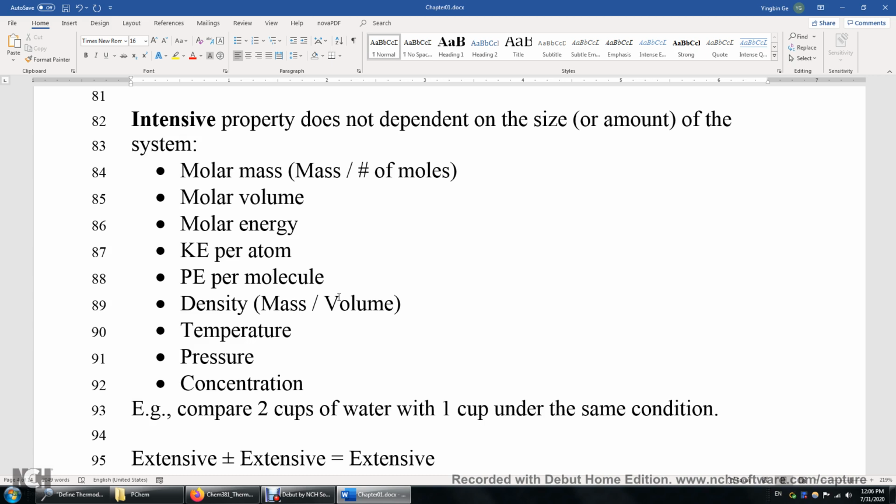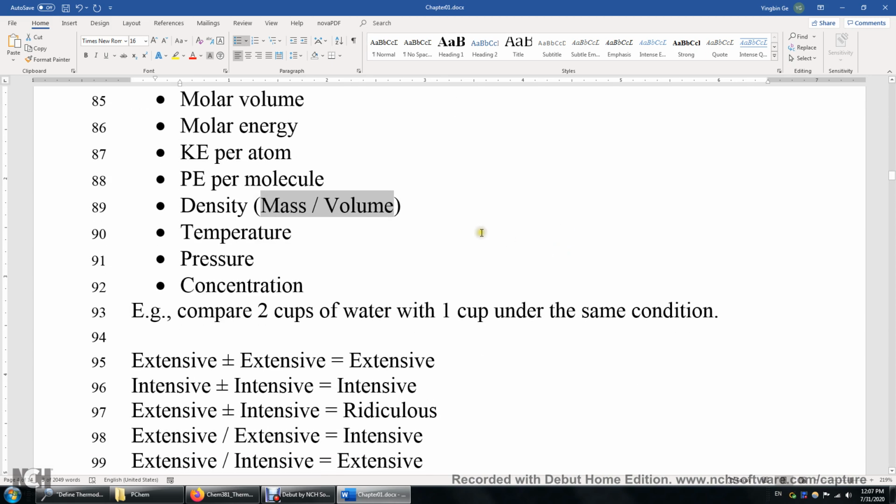Another good example is density. That's mass over volume. Again, the density of water does not depend on the amount of water. So are temperature, pressure, and concentration. When you compare 2 cups of water with 1 cup of water under the same condition, they have the same temperature, the same pressure, and the same concentration.